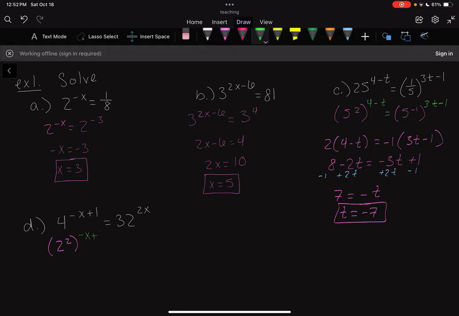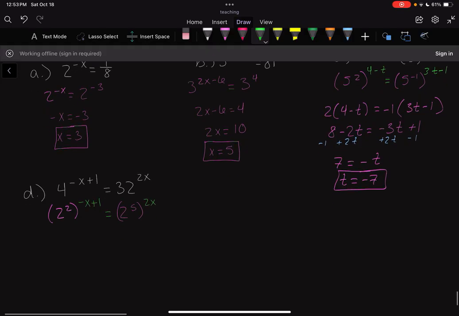And then I still have the negative x plus 1. And then 32 can be written as 2 to the 5th. And I still have this 2x here. So sometimes the base might be a little harder to figure out. Now I'm just going to look at the exponents. So I get 2 times negative x plus 1 is equal to 5 times 2x.